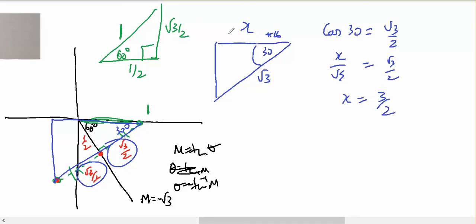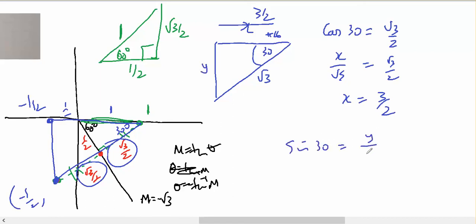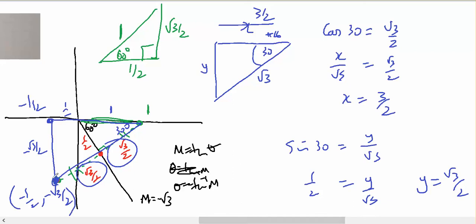So that distance all the way across there is 3 on 2, and if that's 1, then this is a half, so that point there is negative a half. And if I was to find y, the sine of 30 is equal to y on root 3, and a half equals y on root 3, so y equals root 3 on 2. So this is negative root 3 on 2. Therefore, the center of my second circle has these coordinates.